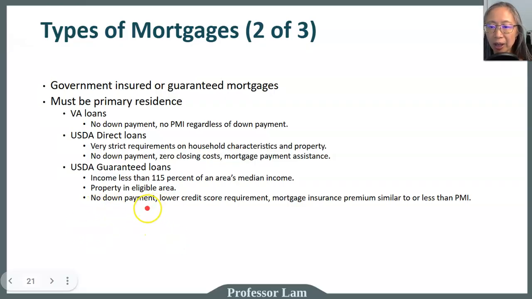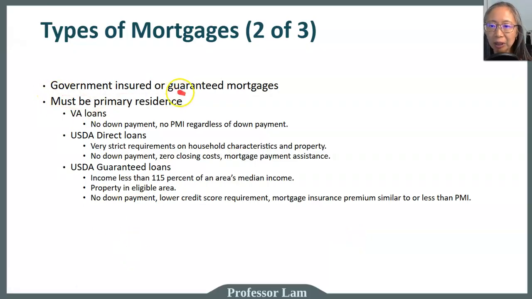It does not require a down payment, and it also accepts lower credit scores. Since these are U.S. guarantee loans, they don't require private mortgage insurance, but they do require an insurance premium that you pay to the administrator of these types of loans. They are similar to, and sometimes less than, PMI.